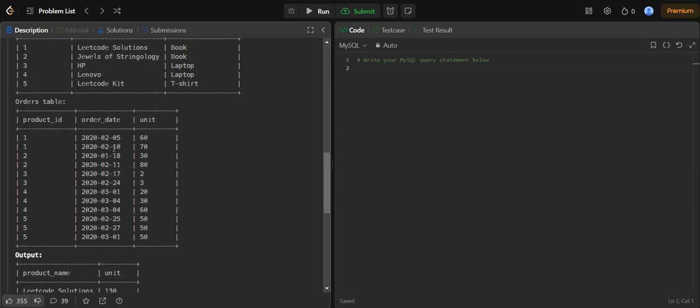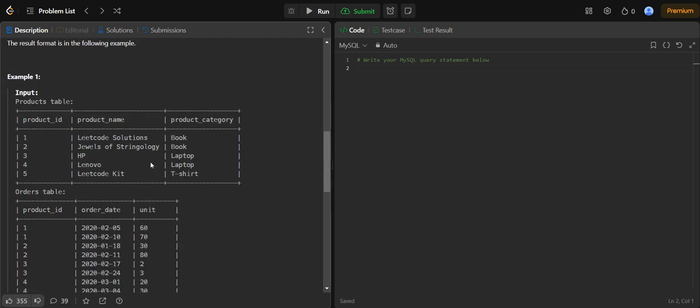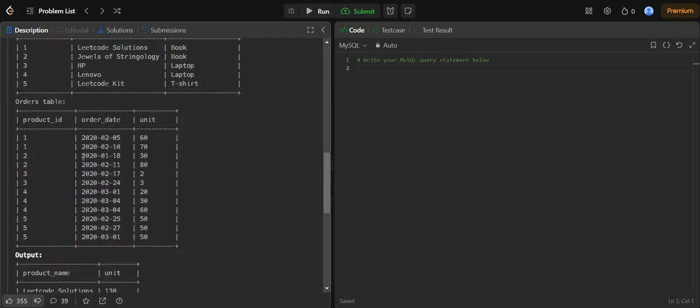Now, for February 2020. You see the date January. This is January, I will not consider this. So I can filter the orders table by looking at the order date. The order date must be in February. I can put the LIKE condition, order date like '2020-02', and put the wildcard symbol.